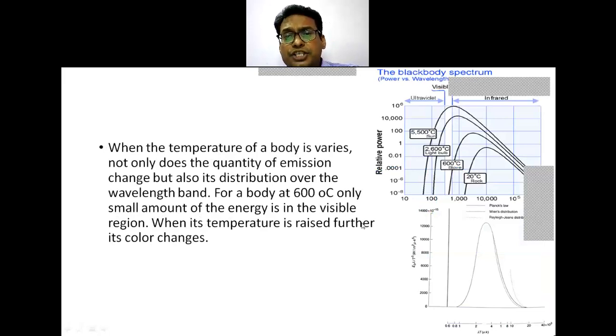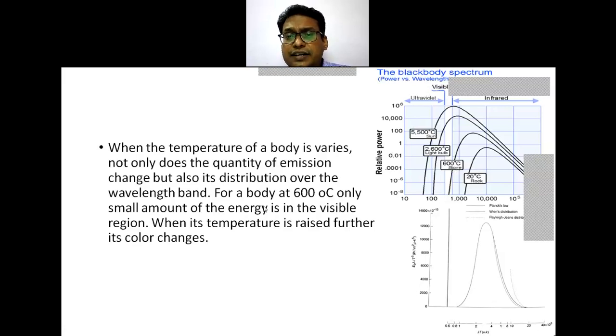Then when the temperature of a body varies, not only does the quantity of emission change, but also its distribution over the wavelength band. That means initially at 20 degrees Celsius, nothing is observed in this visible region. But as I increase the temperature to 600 degrees Celsius, some radiation can be observed in the visible region. This is our infrared region, and this is the visible region. So as we are increasing the temperature, we can go into the visible region.